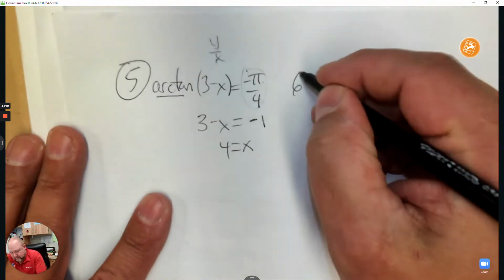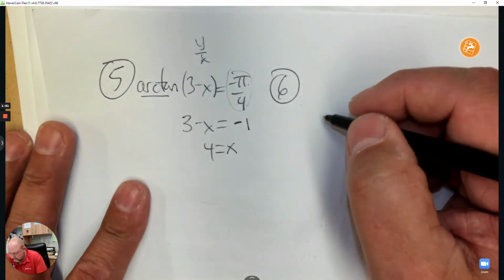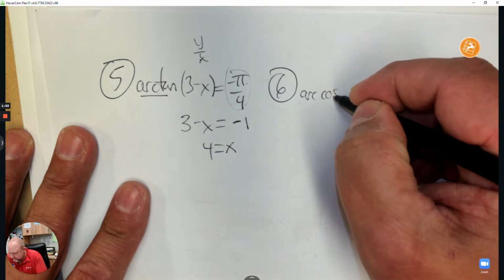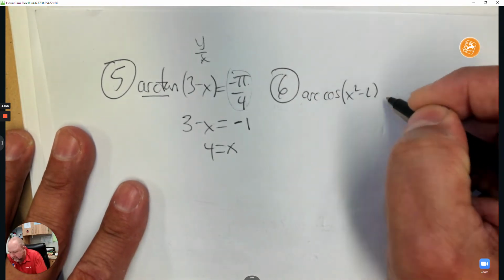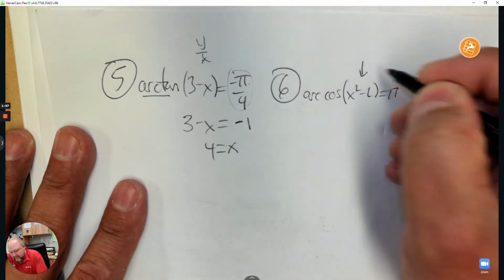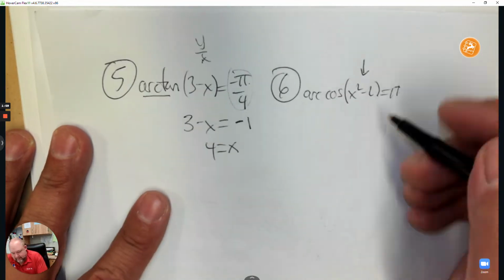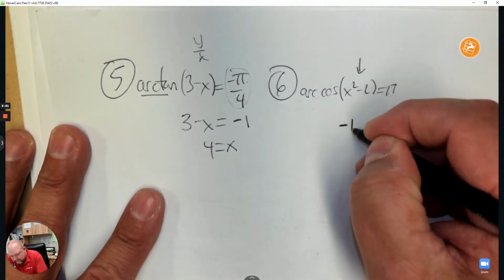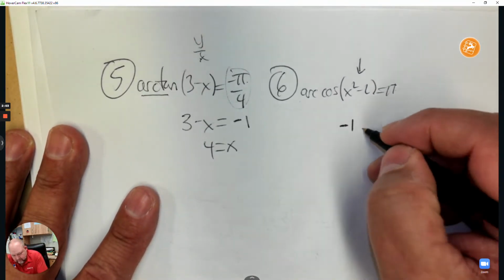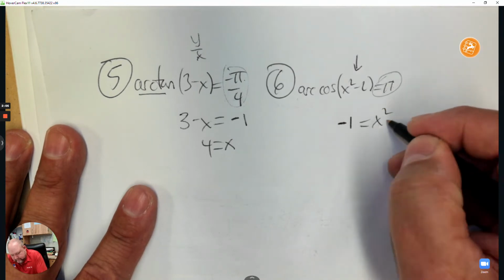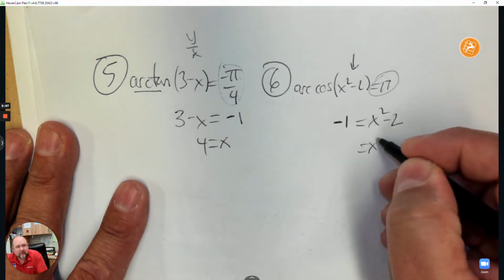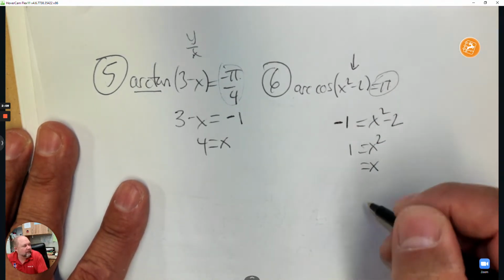For number 6, arc cosine of x squared minus 2 equals pi. So negative 1 would give me the answer pi, and then solve it. So the answer is positive or negative 1.